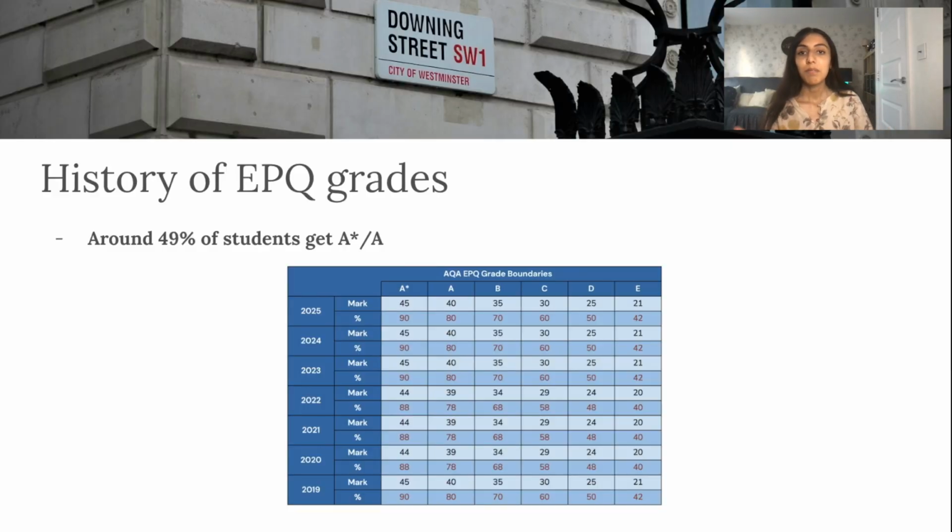Now, the EPQ can also be seen as a safer choice as a qualification. Grade boundaries tend to stay the same. They go up in 5s, and 49% of students get an A or an A-star, so it's not that hard. Obviously, you're not guaranteed this grade. You can't get a predicted grade. So yeah, just work hard.